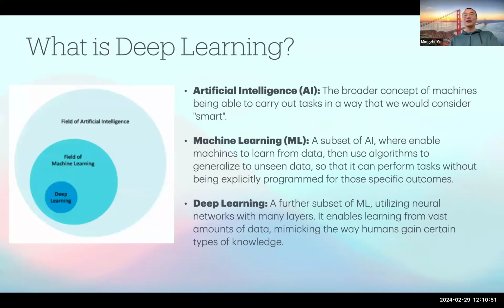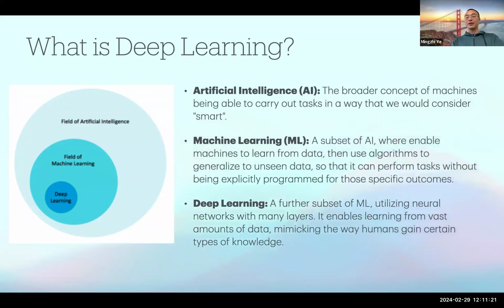At first, it's about what deep learning is. I have to say that deep learning is a part of machine learning, and machine learning is a part of artificial intelligence. Artificial intelligence allows machines to carry out tasks in a way that we would consider smart. So, as we say, this is quite a broad concept.